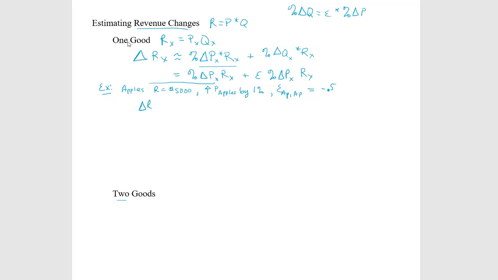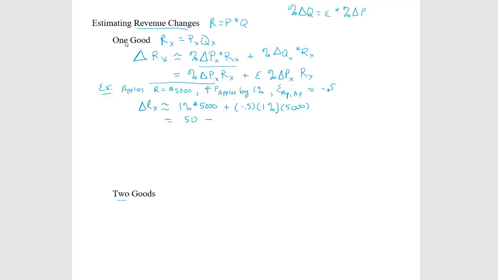So our change in revenue is approximately 1% times 5,000 plus that negative 0.5 times 1% times 5,000. So the price effect is $50. I'm increasing my price by 1%. I get $50 more. Makes total sense.